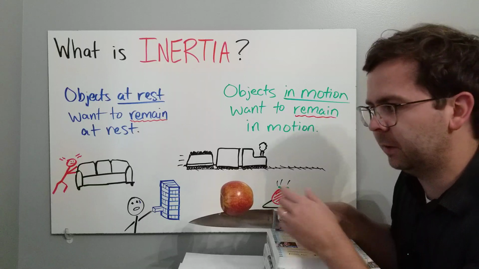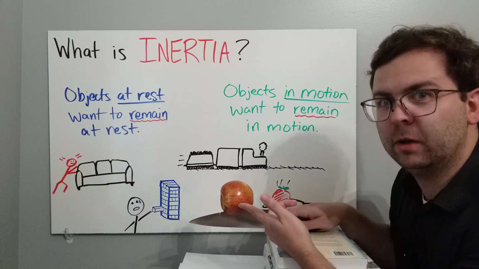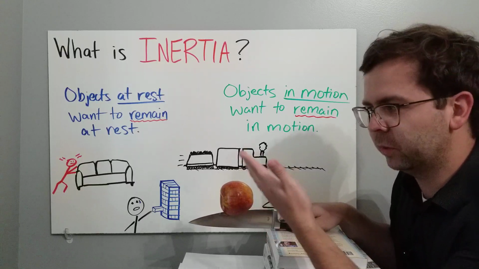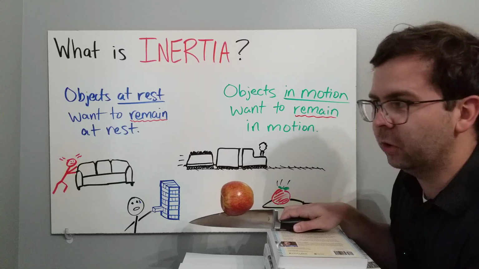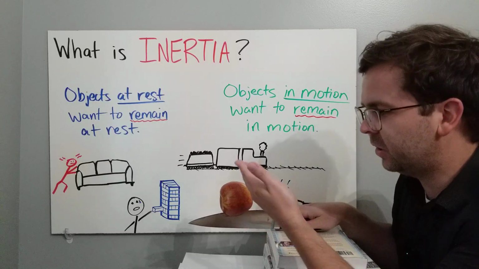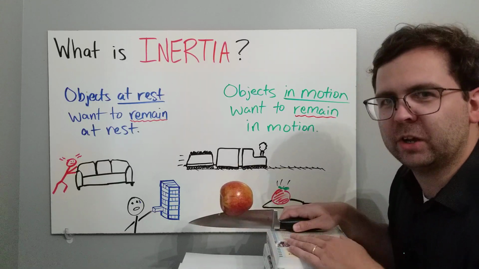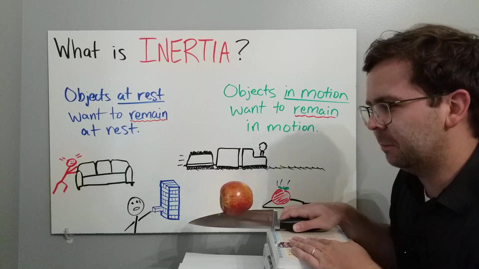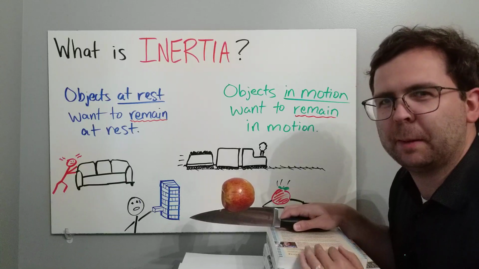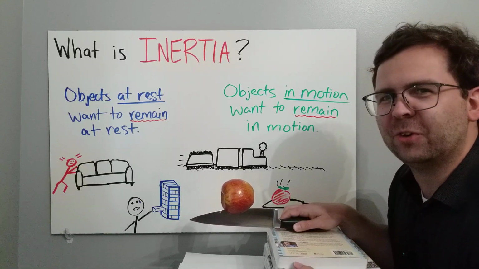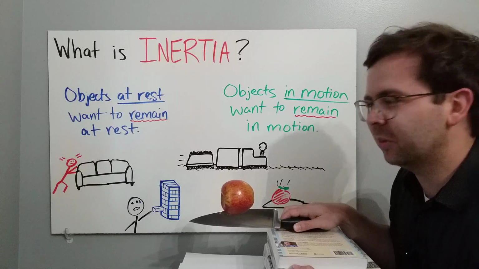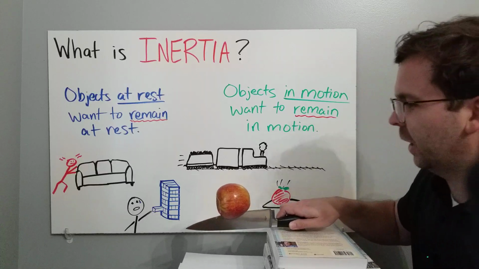But what do we know about objects in motion? When an object is in motion, it wants to remain in motion. So if that's true, this apple should continue to move even though the knife has stopped. Now, my knife isn't very sharp, and I can't really get the apple going very, very fast. So I might have to do this a few times. So just bear with me. Let's try it out.